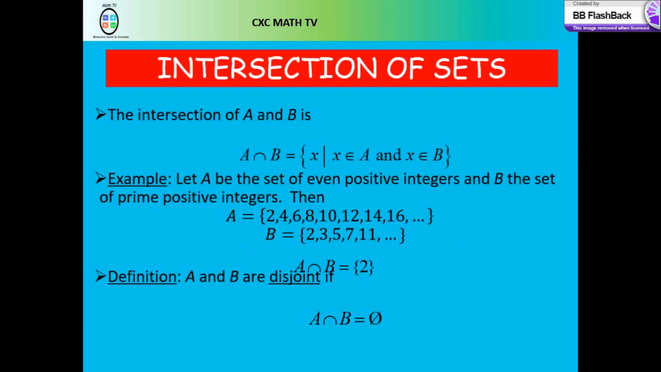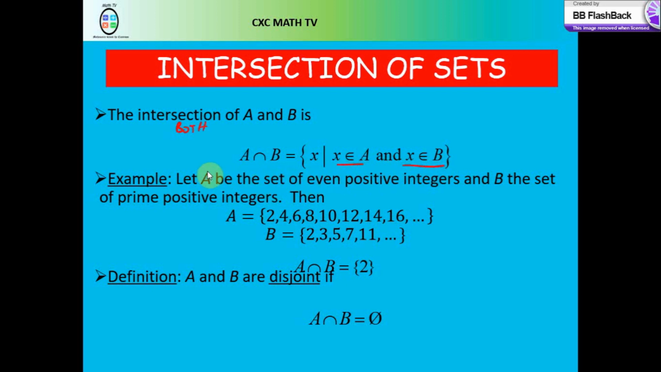We have intersection now. Another word for intersection is both. So what's in both A and B? What is in both A and B? That's all. See it here, X is an element of A and X is an element of B.